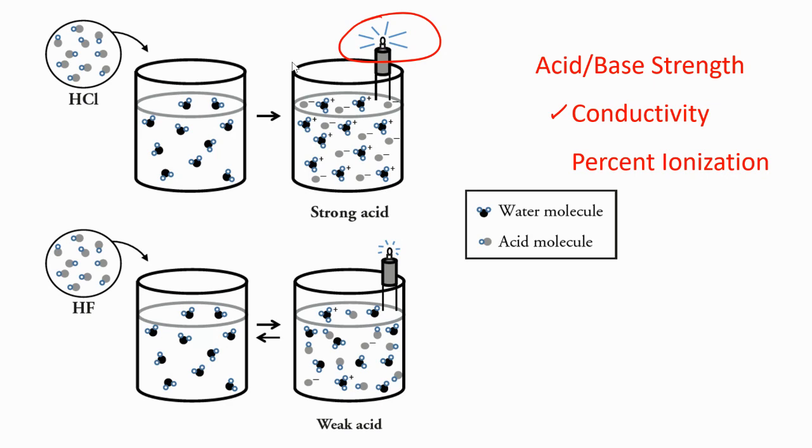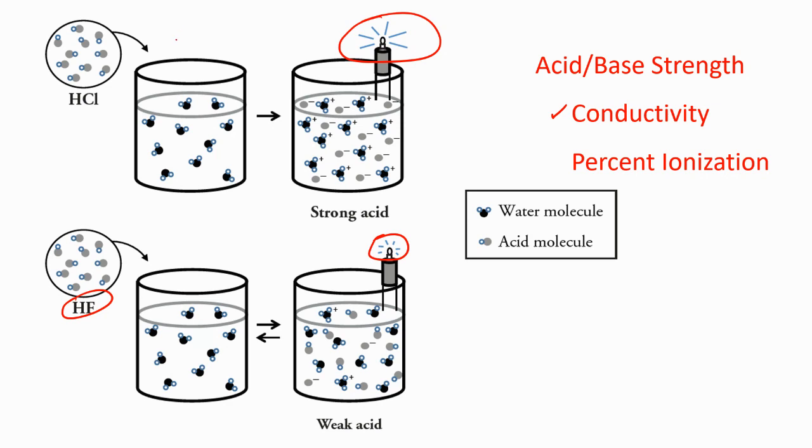On the other hand, if I take another acid, seemingly no different than HCl, this time HF, and I put it into water, the conductivity is there, but it is much less there than it was in HCl. The bulb isn't as bright. So it still conducts electricity, but just not as well.